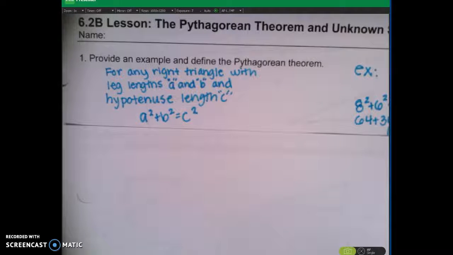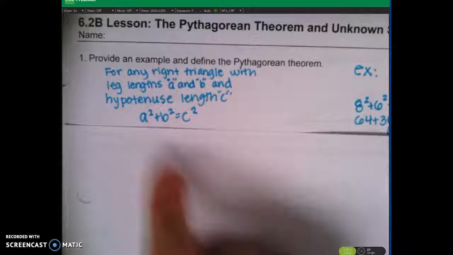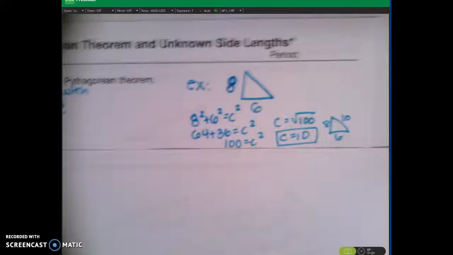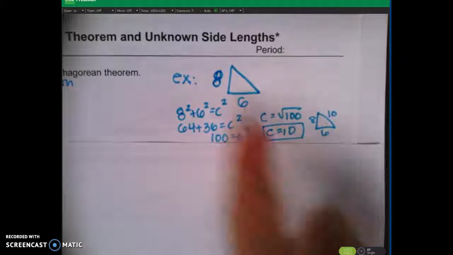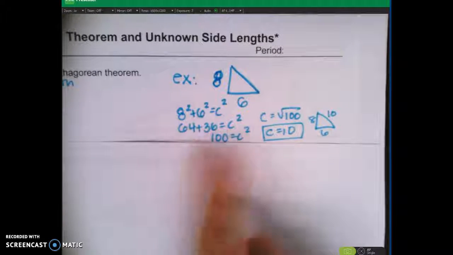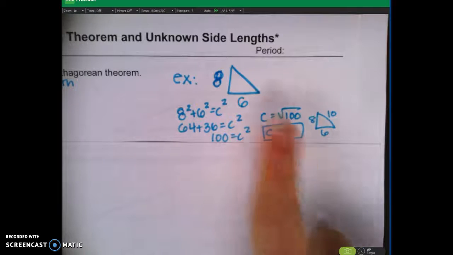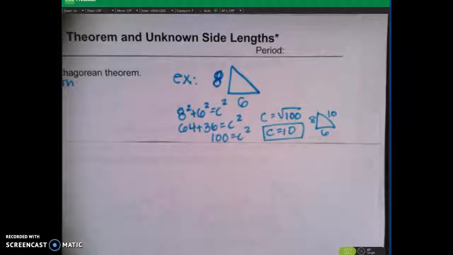I hope in your definition that you talked about it having to be a right triangle with leg lengths a, b, and hypotenuse length c to make a squared plus b squared equals c squared. My example is I gave a right triangle with leg lengths 8 and 6, and I showed that when I solved, I have a c length of 10. So my hypotenuse would be length 10.